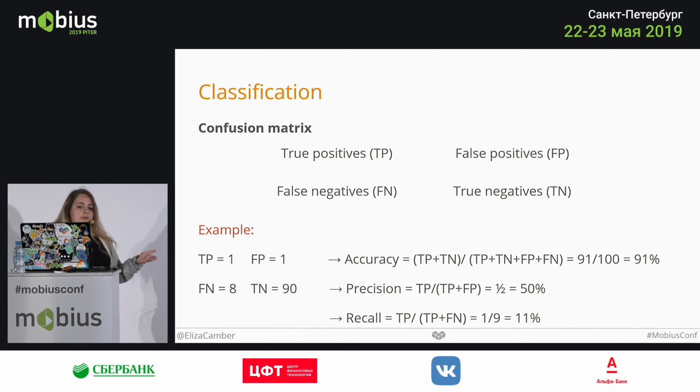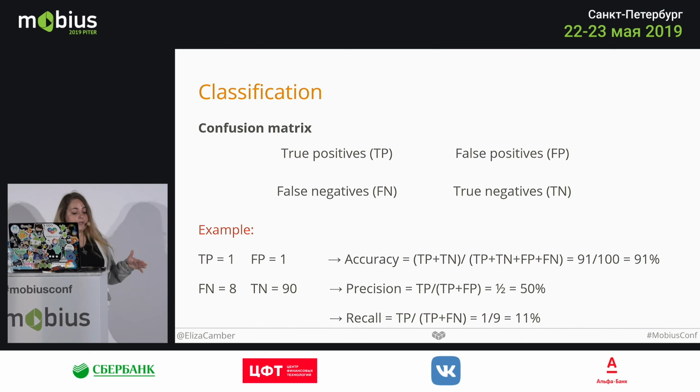But then you continue with the rest of the measurements and you say that the precision is only 50% and the recall is 11%. So the precision is when it predicts the feature, it's 50% correct. So half of the times it's correct, half of the times it's not correct. And then the recall, it correctly identifies 11% of all examples.